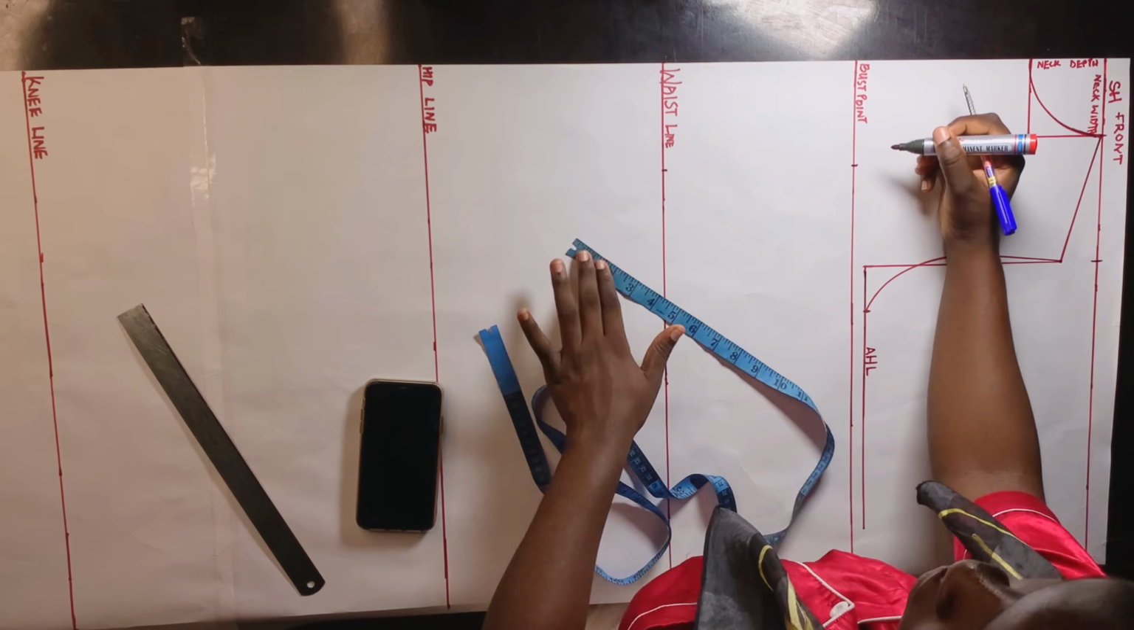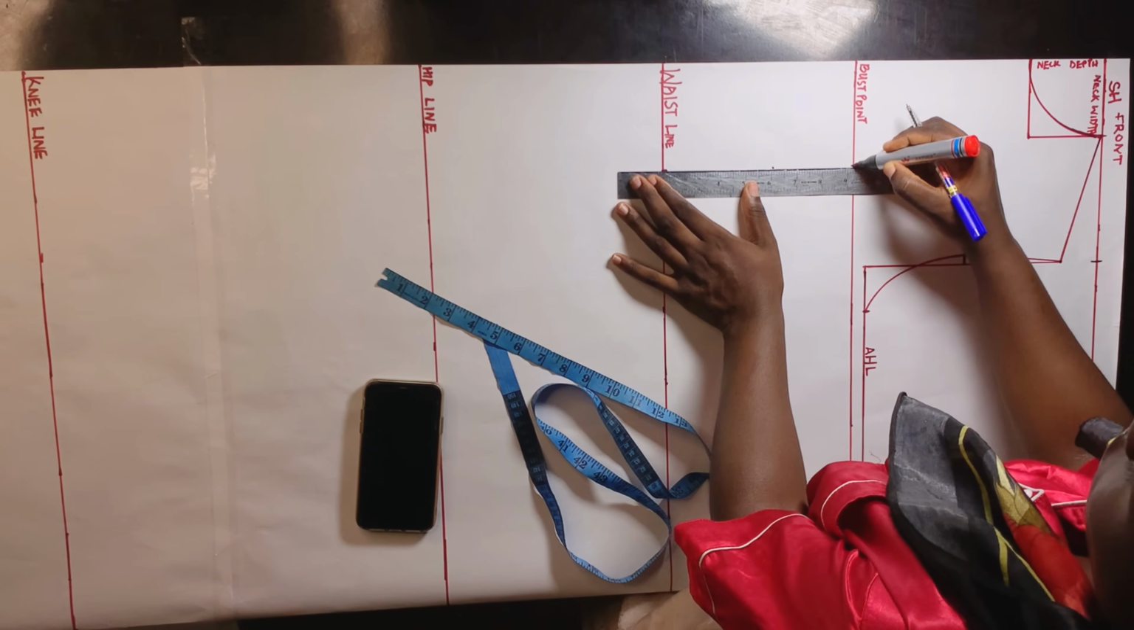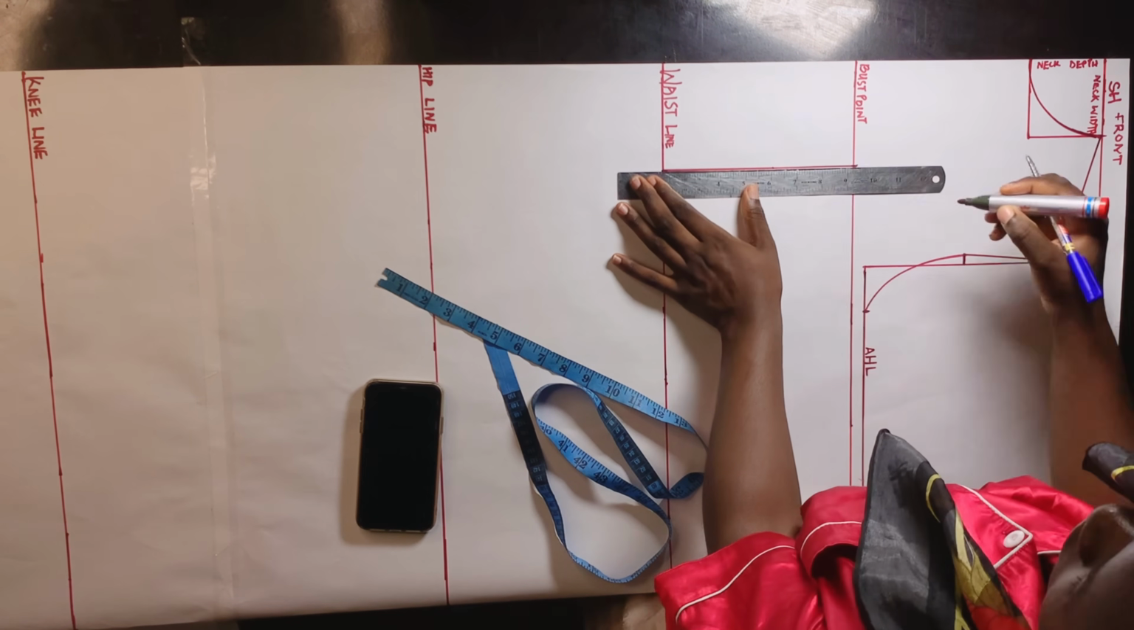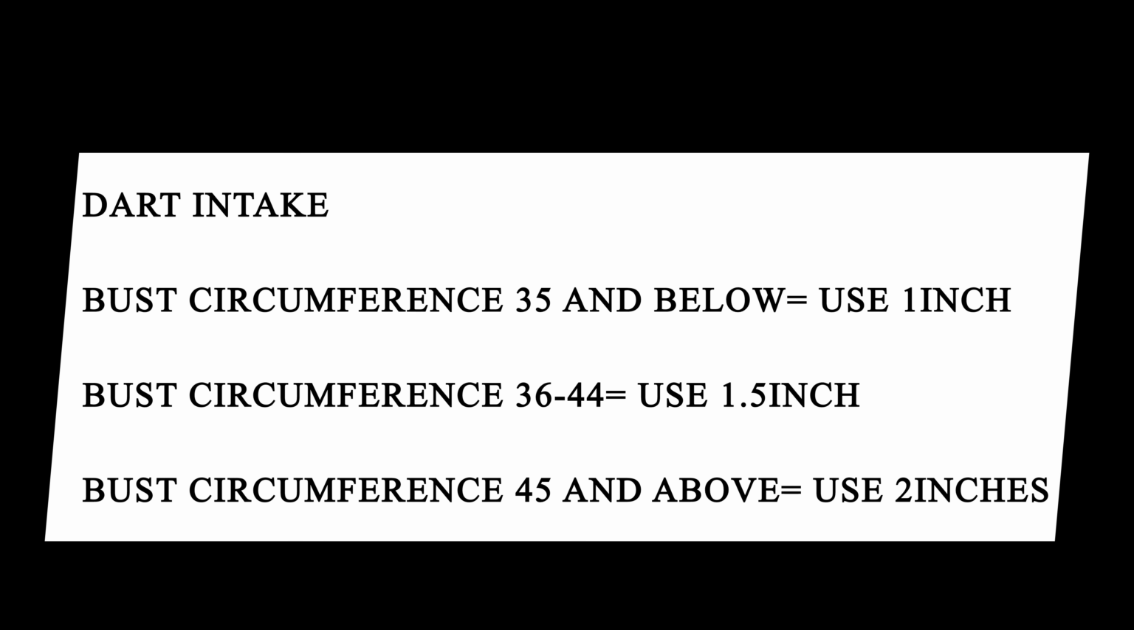The next step is to mark out our dart intake, and I like to use different dart intake for different bust sizes. If your bust circumference is 35 inches and below, use 1 inch. If your bust circumference is between 36 inches to 44 inches, use 1.5 inch. And if your bust circumference is 45 inches and above, use 2 inches.